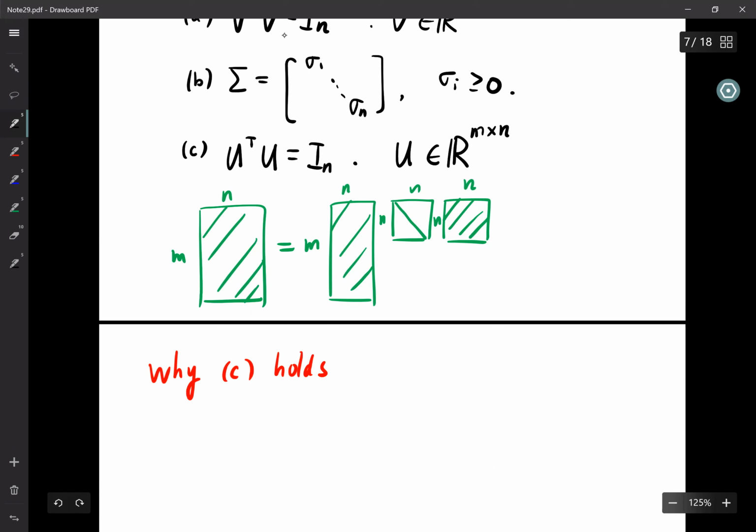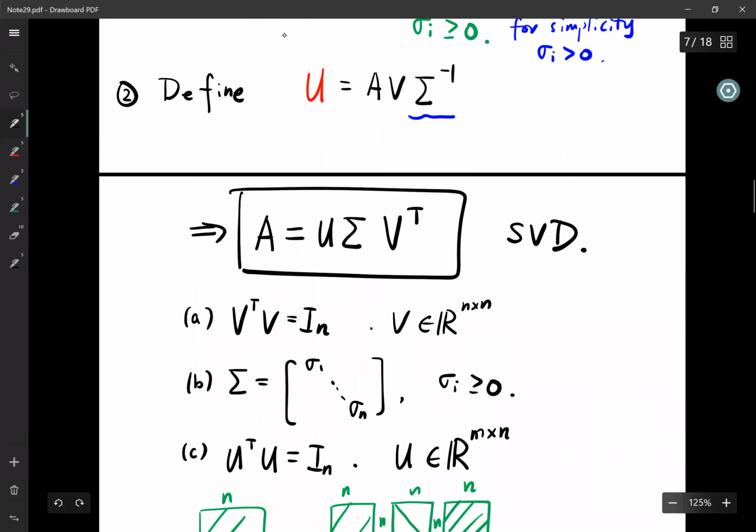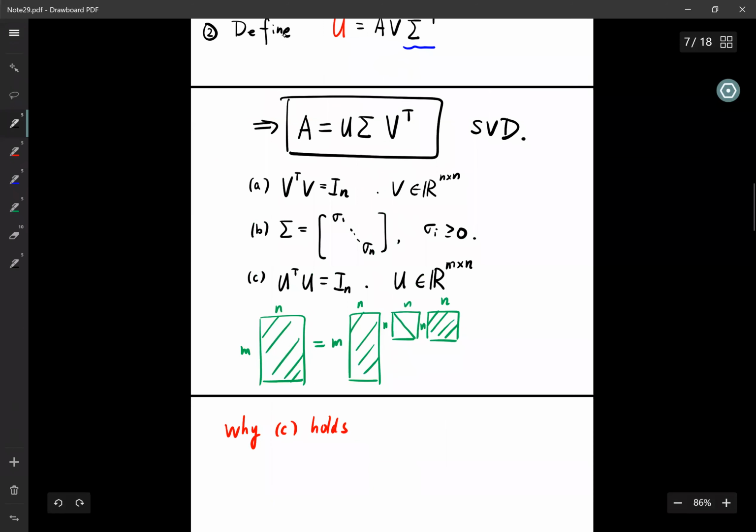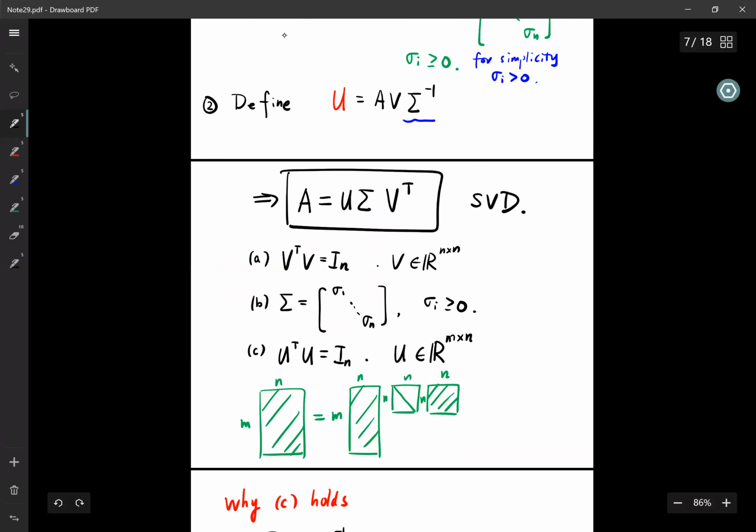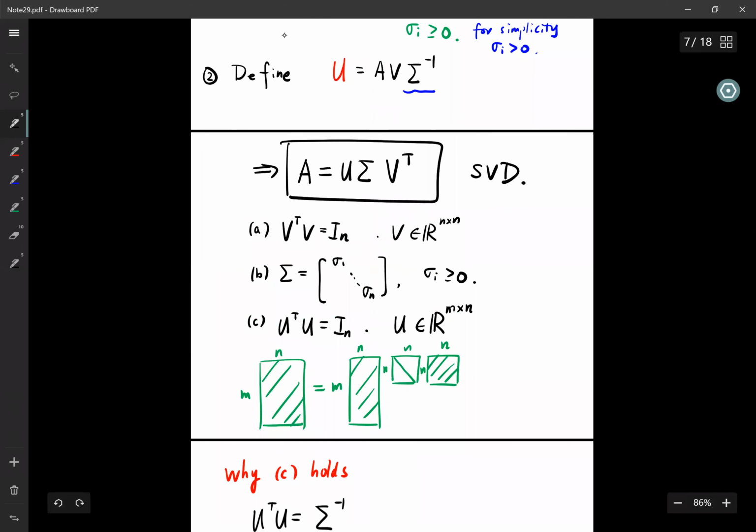This is a straightforward calculation. Remember, what's the definition of U? It is A V sigma inverse. So I compute U transpose U. This is sigma inverse. The transpose of the diagonal matrix is itself. V transpose, A transpose A.